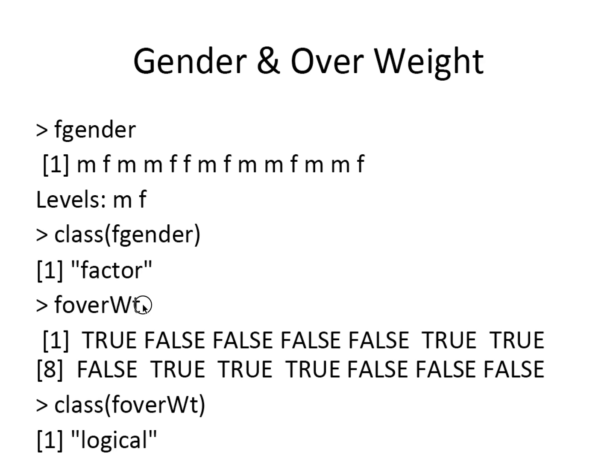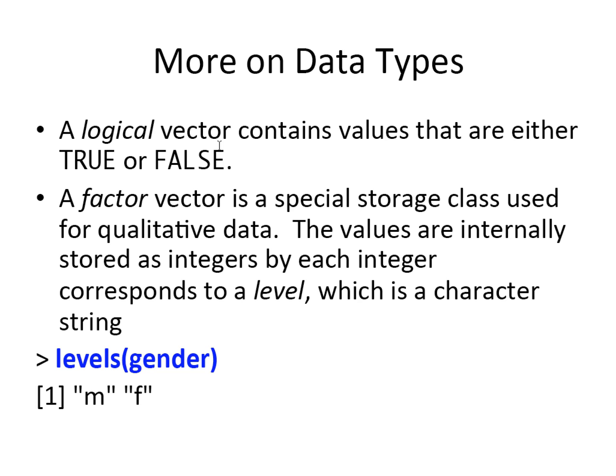Okay, family overweight is what's going on here. So we see these TRUEs and FALSEs for how each individual was classified. And when we ask what class that is, that comes out as logical, just as we would expect. So great. Okay, so the logical is TRUE or FALSE. The factor is special for qualitative data, as we just saw. And they are stored as levels, and the level is a character string. So you can actually query the levels itself.